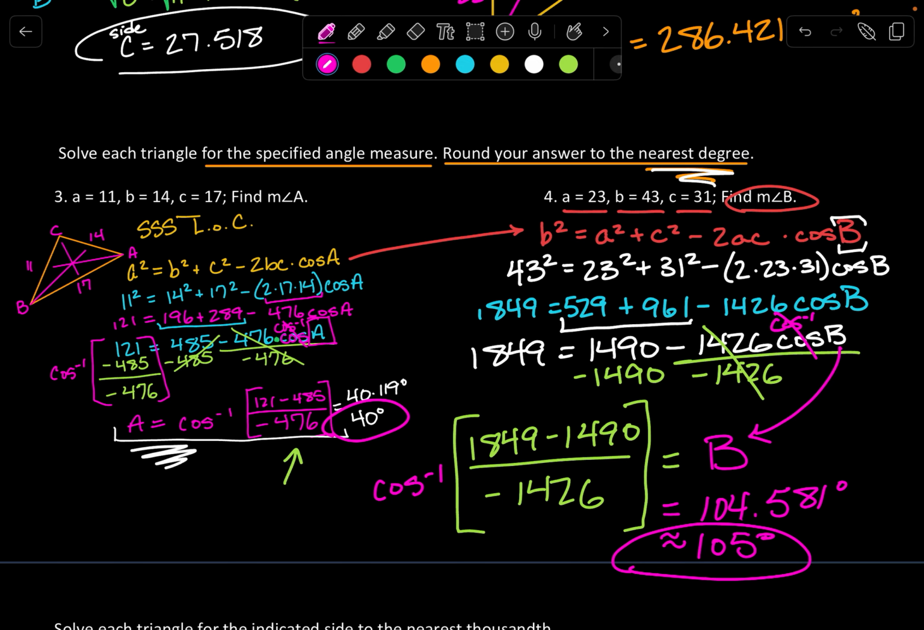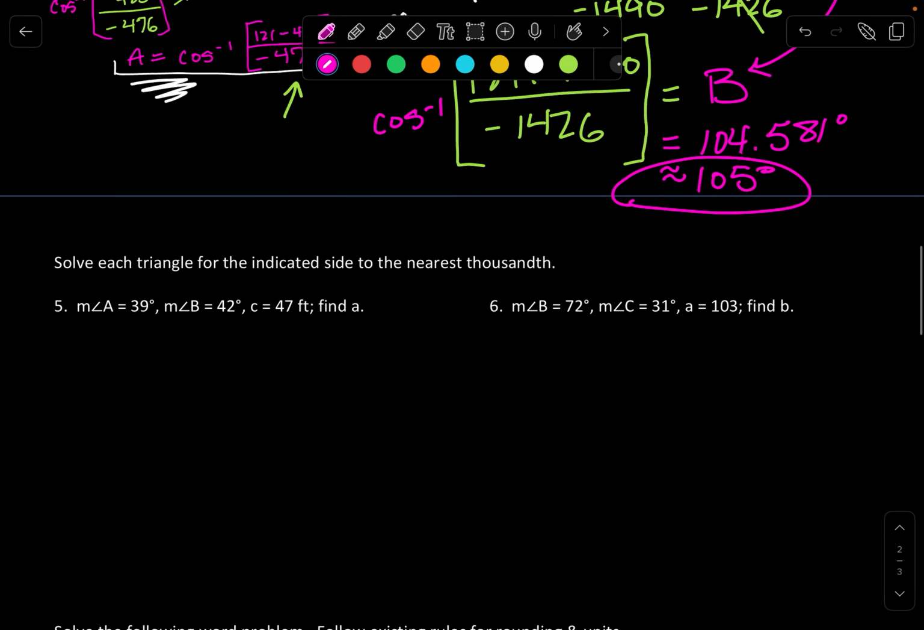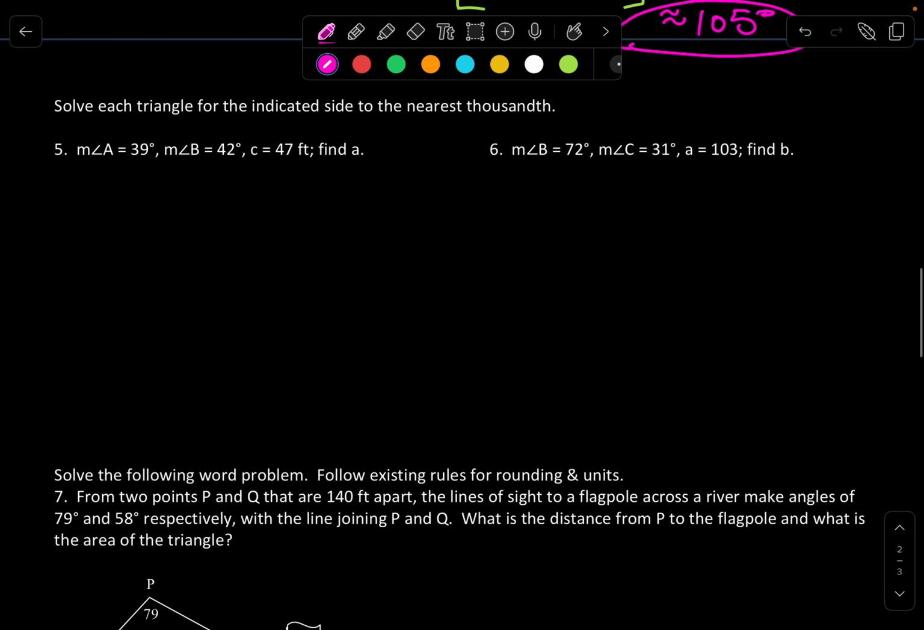All right, a couple more examples left. Both of these say to solve the triangle for the indicated side. So we're solving for small letters, and we're rounding them to the nearest thousandth. Okay, so we're looking for sides rounding to the nearest thousandth. So if it helps, you can sketch out a triangle.